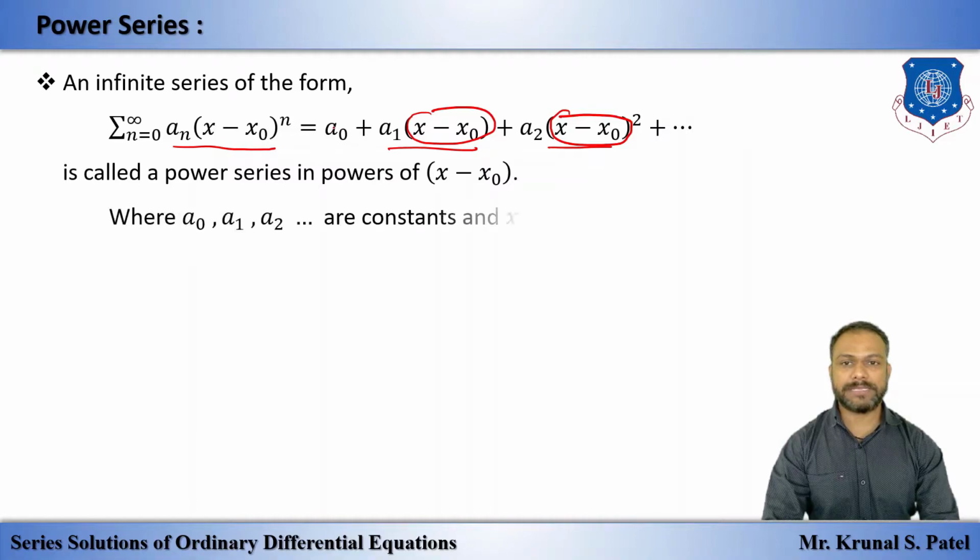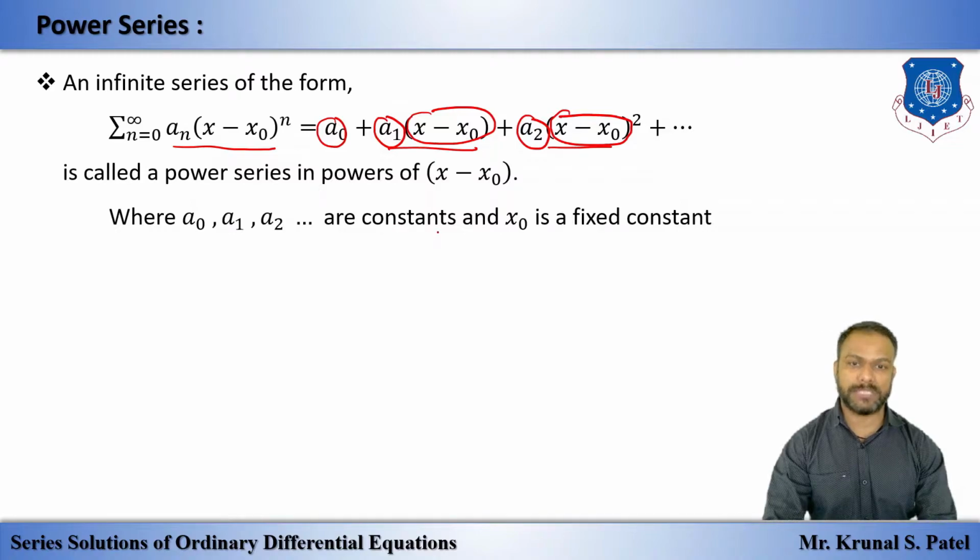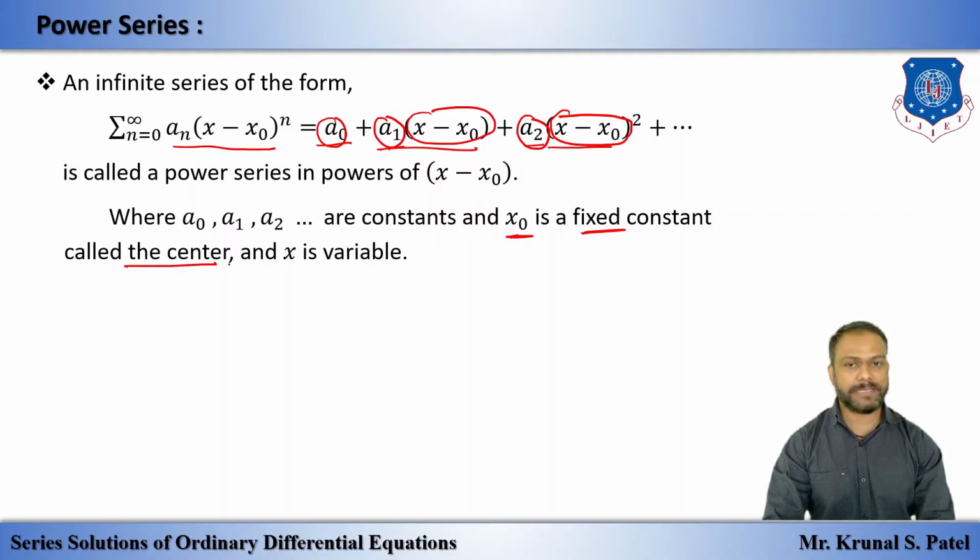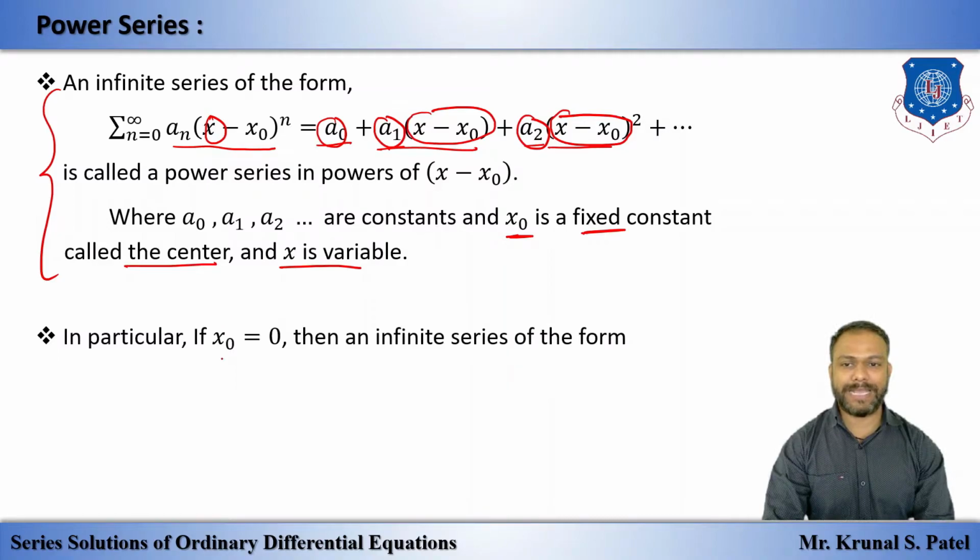Here a0, a1, a2 and so on are constants, and x0 is also a constant, but it is a fixed constant. We call it the center of the series, and x is our variable. Before starting this chapter, you have to know about the power series, and we are all very familiar with it because we studied the power series in semester 1 also.